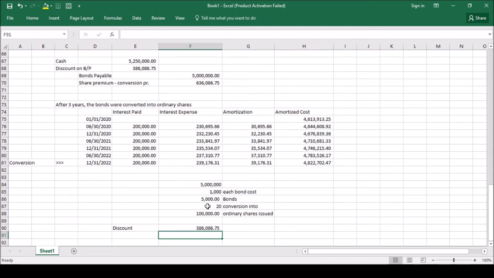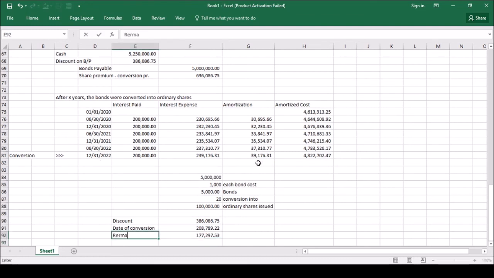086.75. Okay? And then, on the date of conversion, ilan na ba ang na-conversion? Conversion, okay? Tama ba spelling? Okay? Basta convert, no? On the date of conversion, okay? Conversion, ilan na ba ang na-amortize natin? That is the total nito. Okay? So, ibig sabihin, ilan na lang ang natitirang discount? That is 177. This is the remaining balance of the discount.